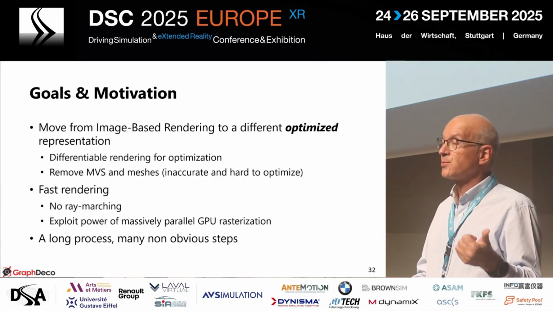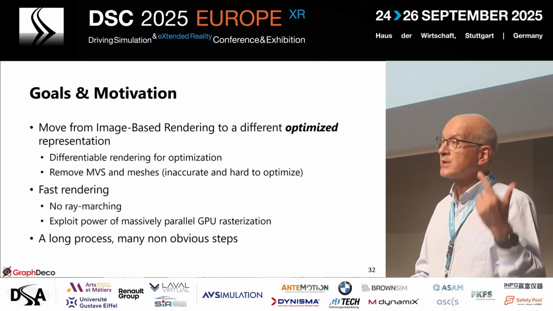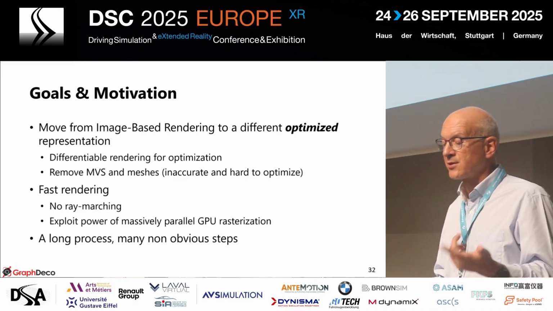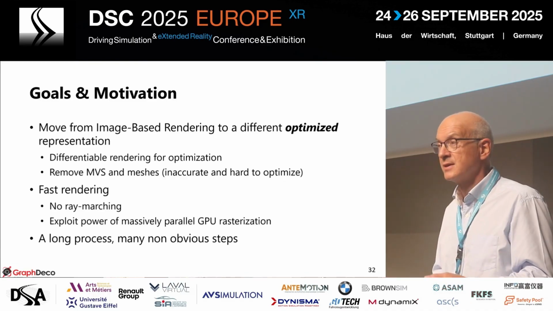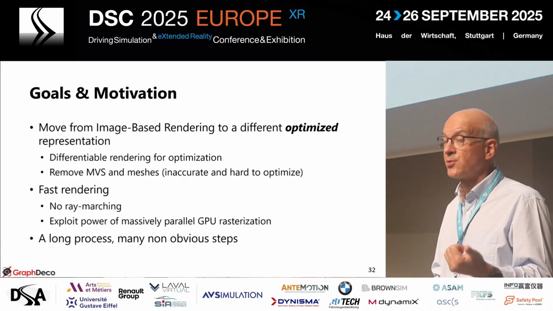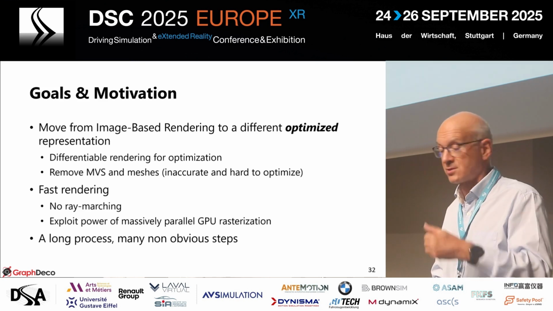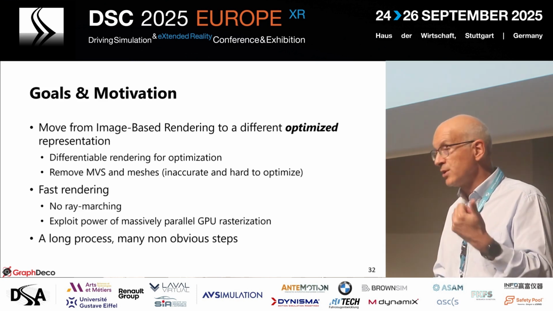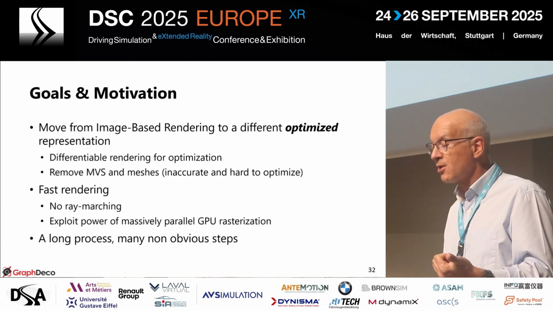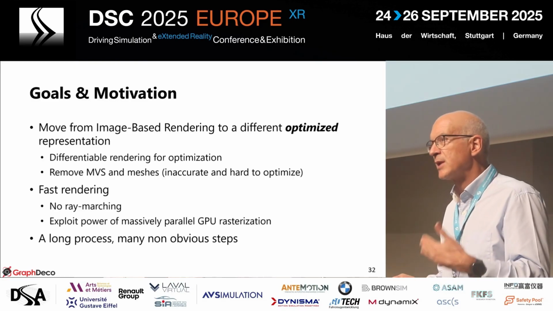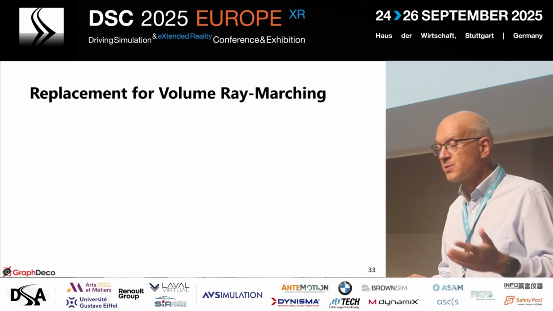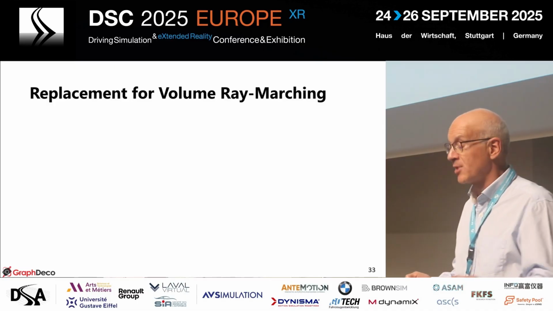So we needed differentiable rendering for optimization, and we wanted to get rid of multi-view stereo and meshes, because meshes are inaccurate and they're hard to optimize. And the second element, which is extremely important, is we wanted fast rendering, so no ray marching. And since we knew a lot about GPUs and we know how to do rasterization, this seemed to be the right way to go. But it was a long process. So first we needed to find a replacement for volume ray marching.